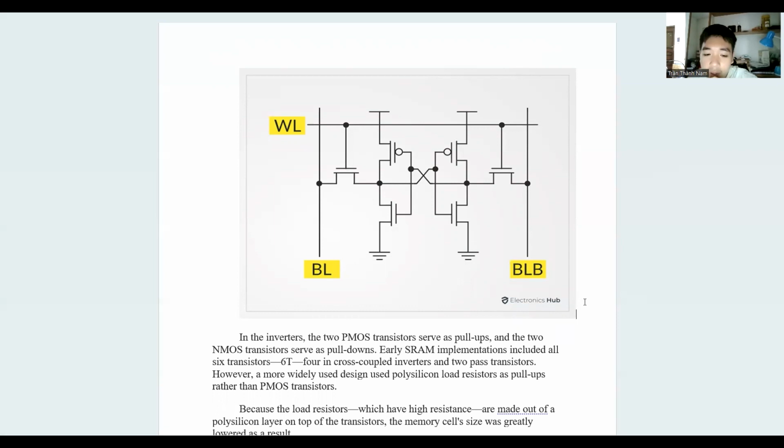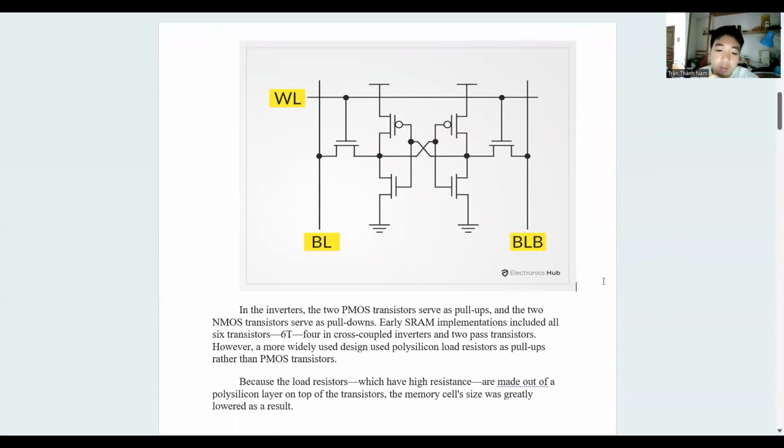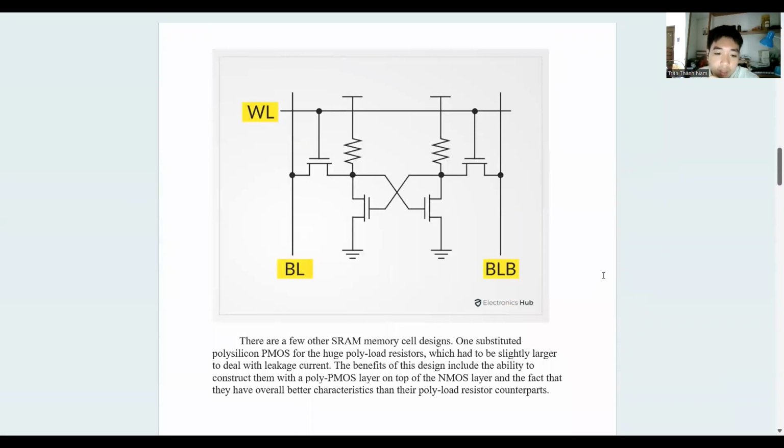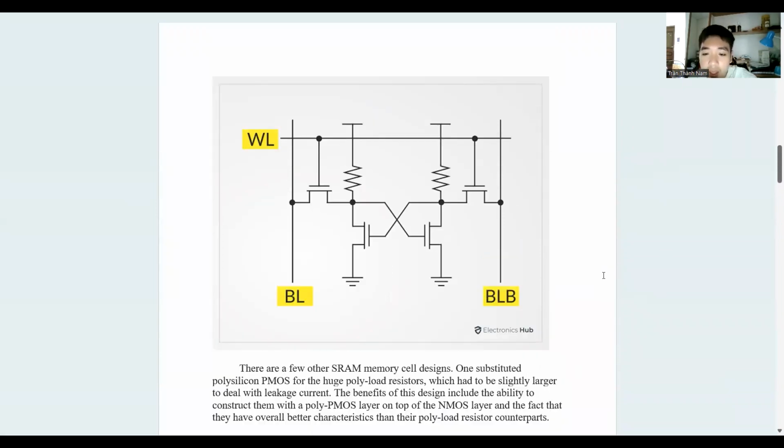However, more widely used designs use polysilicon load resistors as pull-up rather than PMOS transistors, because the load resistors would have high resistance and are made out of a polysilicon layer on top of the transistor. The memory cell size was greatly lower as a result. There are a few other memory cell designs, and one substituted polysilicon PMOS for the huge poly load resistor, which had to be slightly larger to deal with the leakage current.